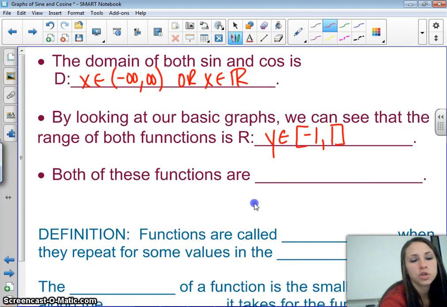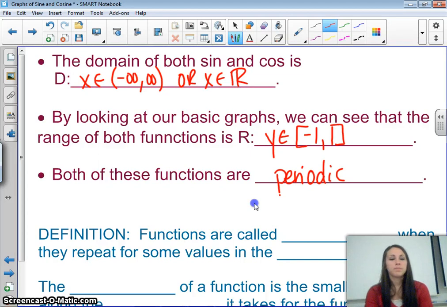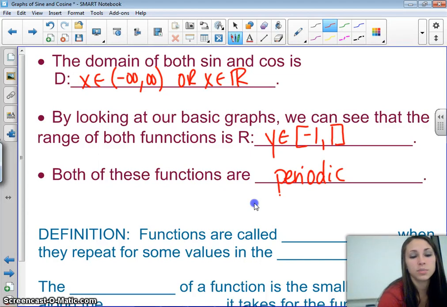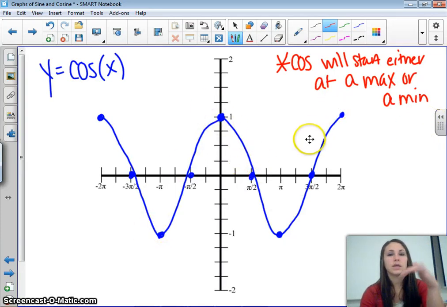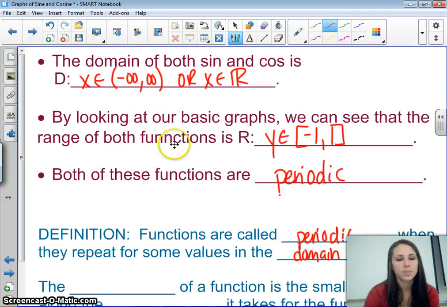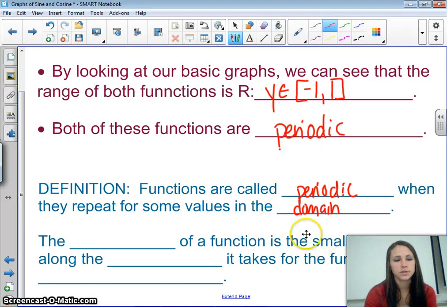And so now both of these functions are called periodic functions. And periodic functions, basically, down here, the definition: functions are called periodic when they repeat for some values in the domain. So when we look at these functions right here, this was me going around the unit circle one time. But I could go around the unit circle again and get another cycle of this graph. And so they're periodic because they're going to keep repeating themselves over and over. And that's basically all a periodic function is. This is just a fancy definition.